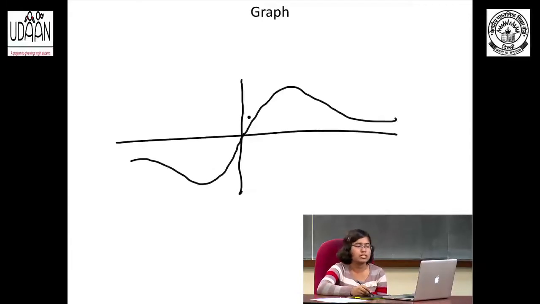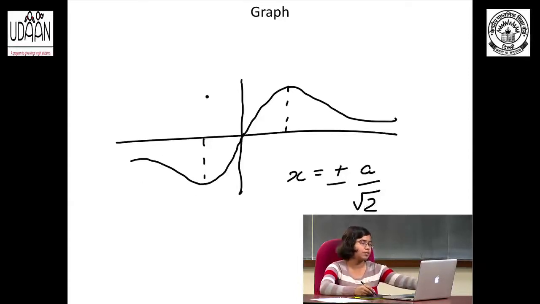Now let us draw the graph for the electric field. From this graph we can see that the electric field will achieve a maximum value at a particular point. That point can be found out by differentiating the formula of electric field with respect to x. We will get x is equal to plus minus a upon root 2, where a is the radius of the ring. Here the y axis represents the electric field and the x axis represents the distance x.